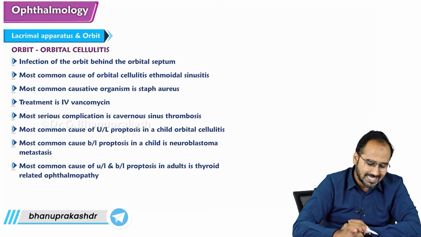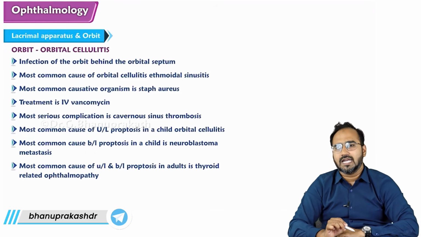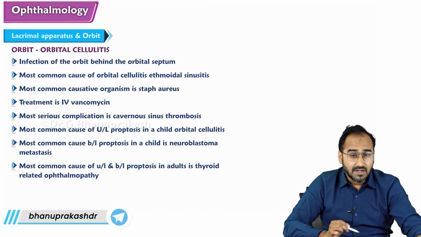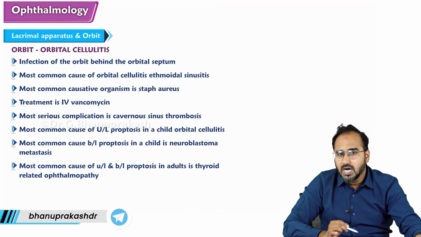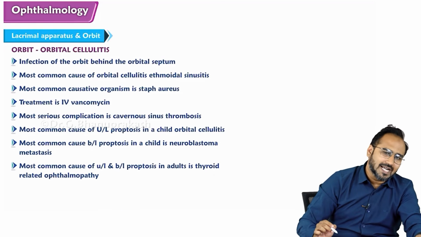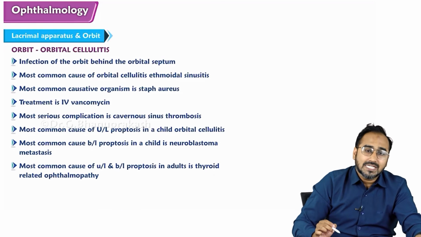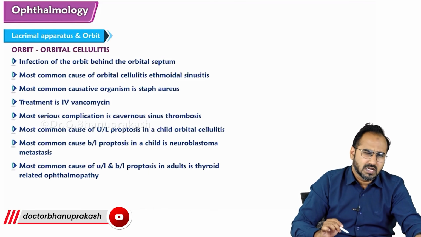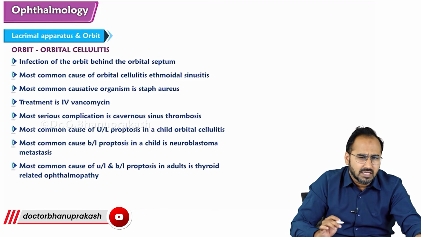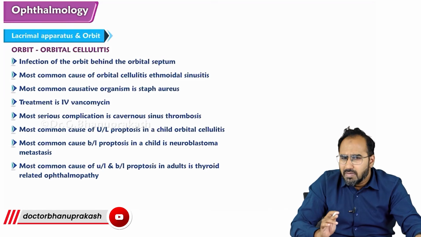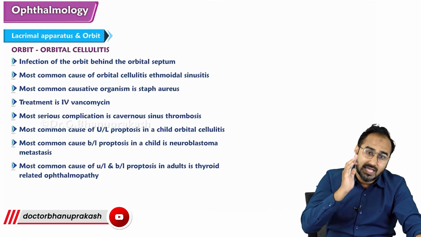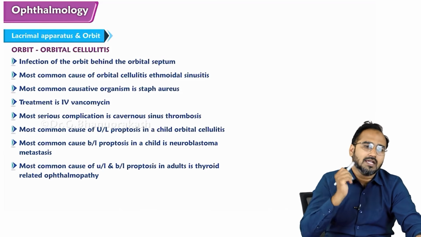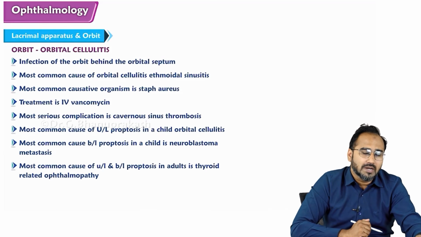The next thing or the last thing is called as orbital cellulitis. What is orbital cellulitis guys? First of all, remember, why is this orbital cellulitis seen? If the patient is suffering with sinusitis, ethmoidal sinusitis by some staph aureus, that staph aureus can go and cause a problem called as orbital cellulitis.